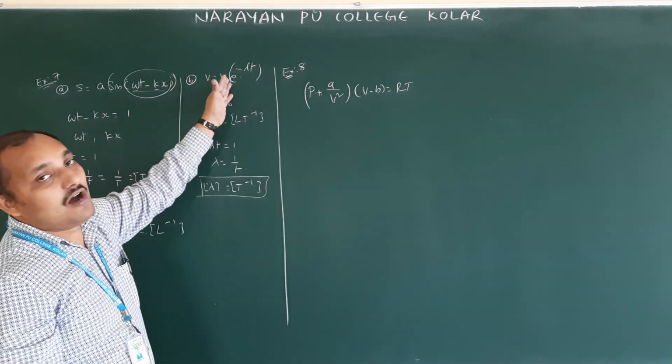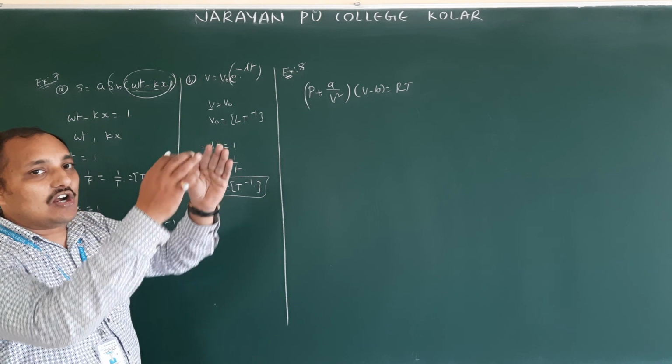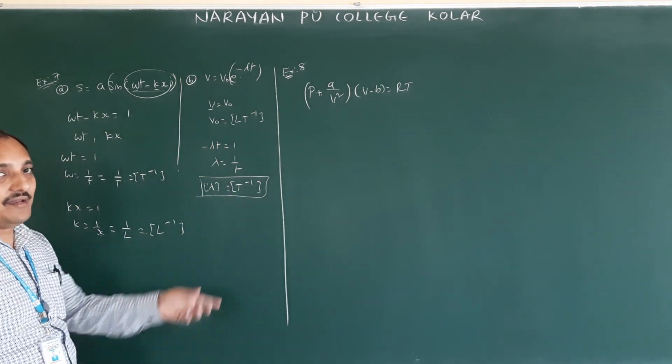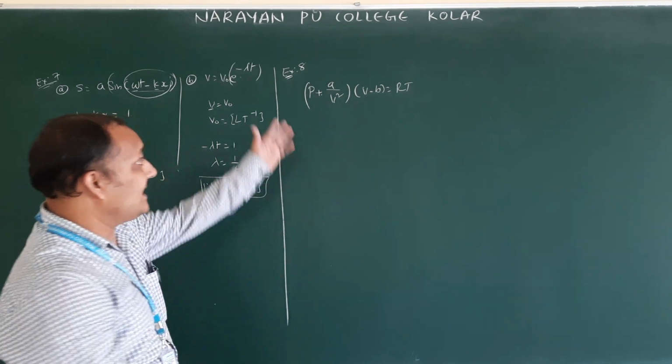If they give some log x, log omega t, like that, that log function will not have any dimension formula. Dimensionless means that is equal to 1. You should always take that. Next, see example 8.